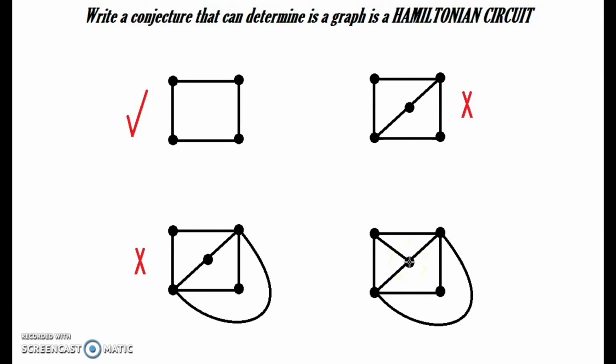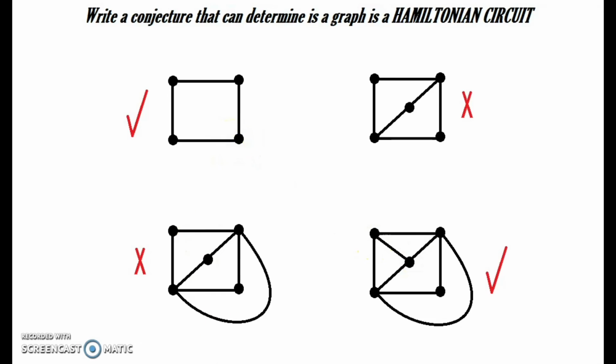Looking at the fourth graph, if you notice this little M shape that I'm taking, starting at the middle, going up to the right, down, left, up, and back to the middle, that is a Hamiltonian circuit. You'll notice I didn't use every single edge.